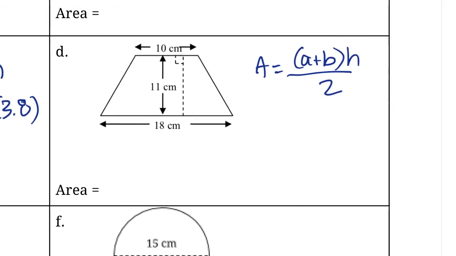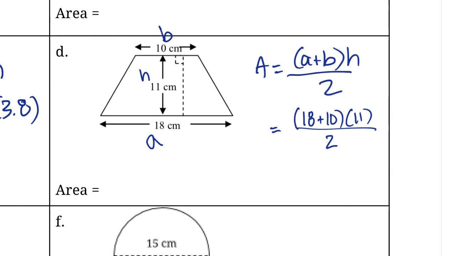And if you look carefully at your formula sheet, you should see that the a is this longer side, the b is that shorter side that's parallel to it, and the h is the height that goes between those two, right? So if we plug all these things into our formula, we're going to replace those letters. So a plus b is 18 plus 10, right? That's the a plus b part, times h, which is 11. I'm going to also put that in brackets, over 2.